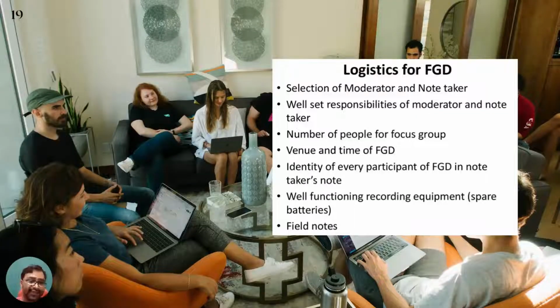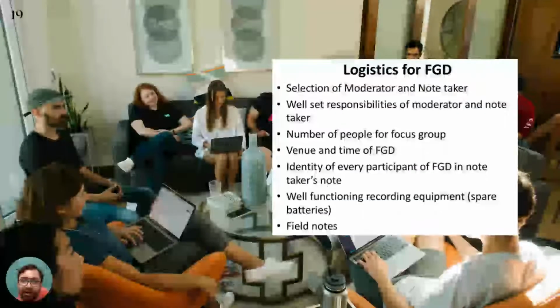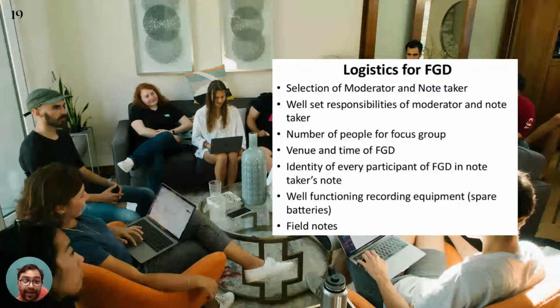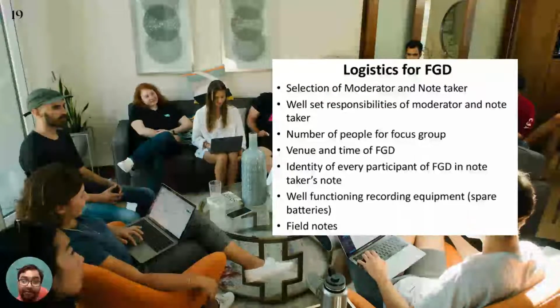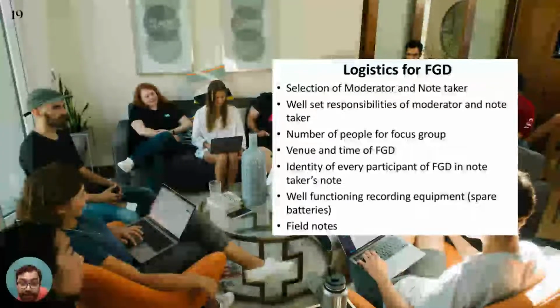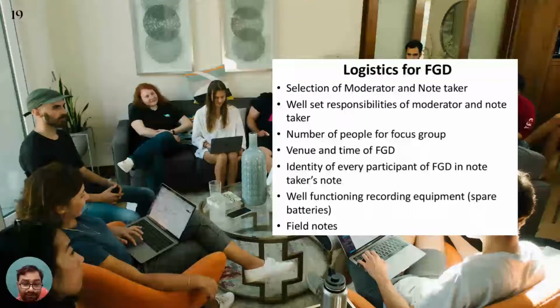And the next point is logistics. What is the requirement in an FGD? That is the logistics: selection of a moderator and note takers, a well-defined set of responsibilities for the moderator and note takers, number of people in focus groups, venue and time of the FGD, identifying very important participants, FGD notes by note takers, well-functioning record equipment, spare batteries, all kinds of things, and final notes. That is logistics.